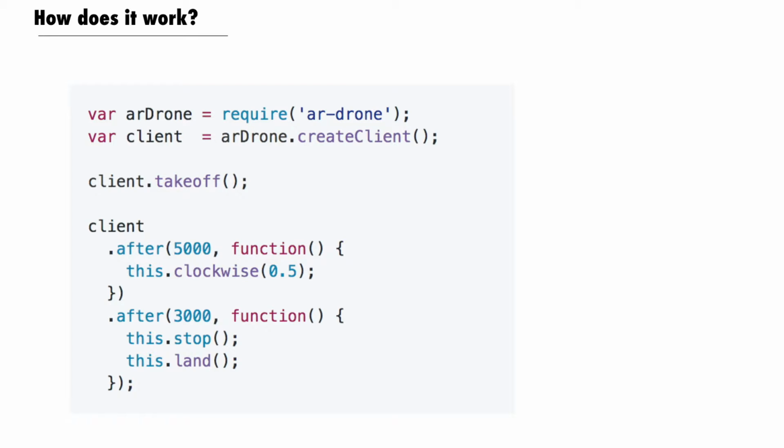I'm including the AR drone library, determining where I want to load the library from. I have the client, which is an instance of the drone. And if you just look at the first 3 lines of code, the third one sends the takeoff command for the drone. So in 3 lines, you can actually start the communication with the drone, all done with JavaScript. So it's a very, very simple interface and language.